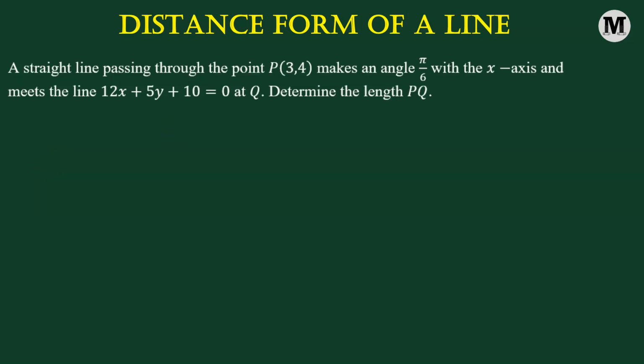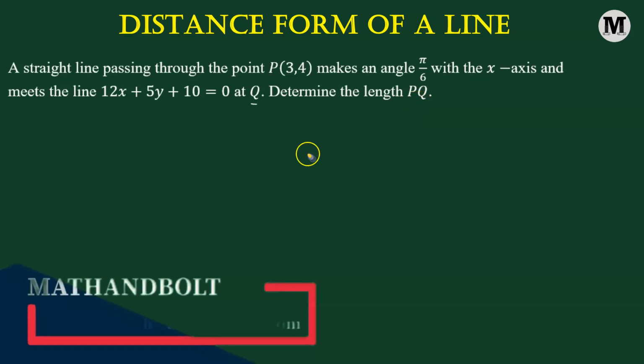A straight line passing through the point P having the coordinates 3, 4 makes an angle of pi over 6 with the x-axis, and it meets the line 12x plus 5y plus 10 equals 0 at the point Q. We need to determine the length PQ.